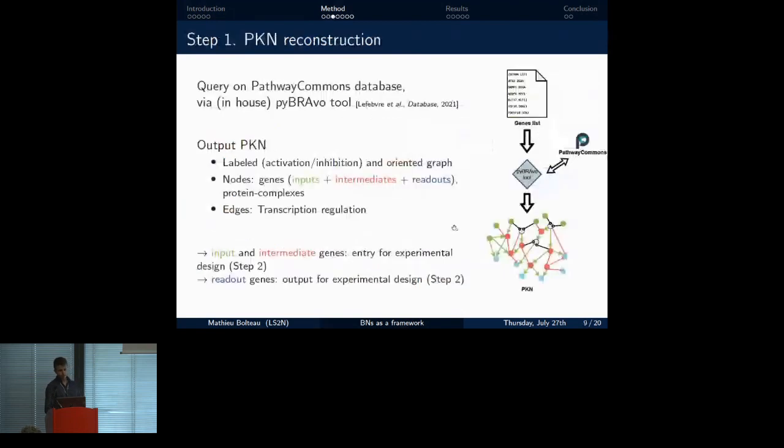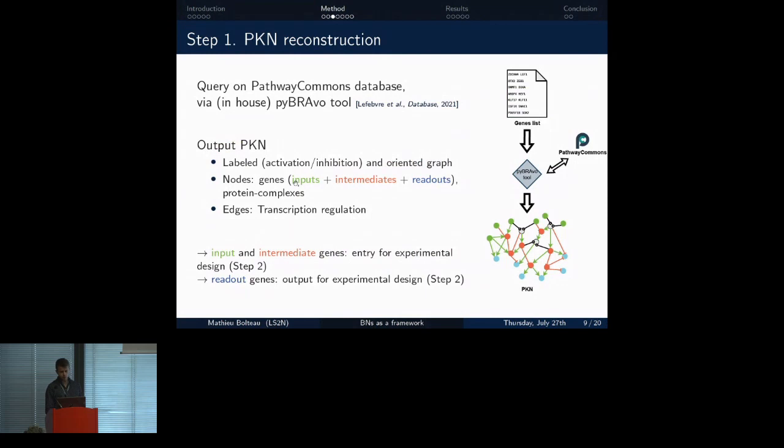So the first step, the PKN reconstruction, is based on queries on the Pathway Commons database using the Pybravo tool. This tool allows us to reconstruct a PKN from an input gene list. And this output PKN is a labeled and oriented graph where nodes are genes or protein complexes, and the edges are the transcription regulations, such as activation or inhibition between some genes.